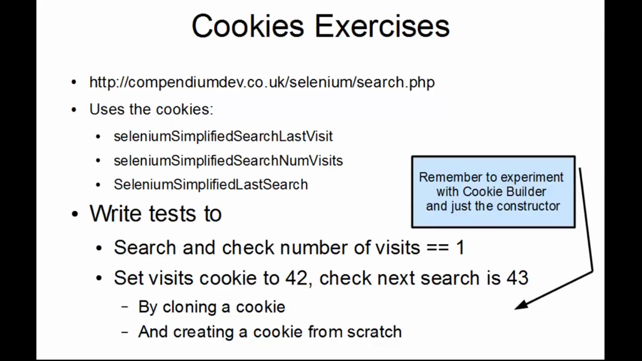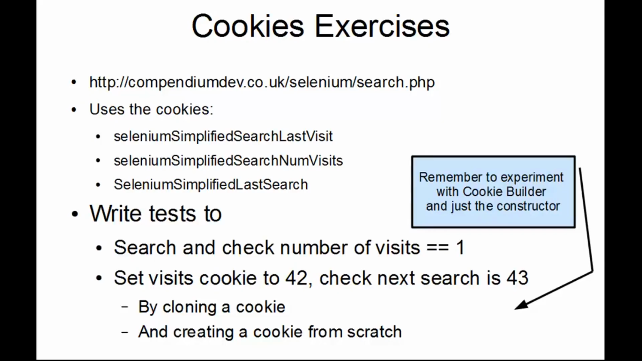And it's going to be a repeatable test so that every time it runs, it's always going to be the first search. Then we're going to do some hacking about in the page. So I want you to set the number of cookie visits to 42 and check that when you do another search that the cookie goes up to 43. I want you to do this by cloning a cookie, which means taking one that already exists, amending it and putting it back, and creating a cookie from scratch.